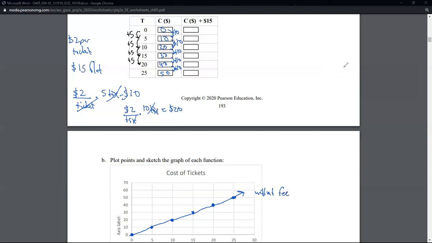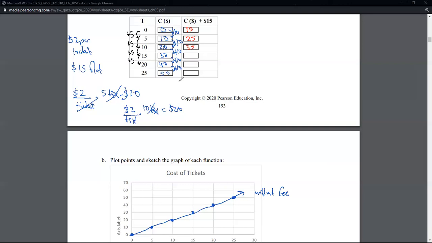Now in red, we'll add that flat fee of $15. So just take the previous cost and add 15. So if you pay $0 for your tickets, you still got to pay your $15 fee. If you pay $10 in tickets, add your $15 fee, and you get $25. If you pay $20 in tickets, add your $15 fee, and you get $35.